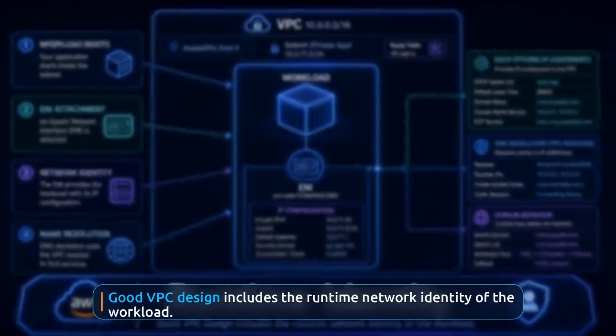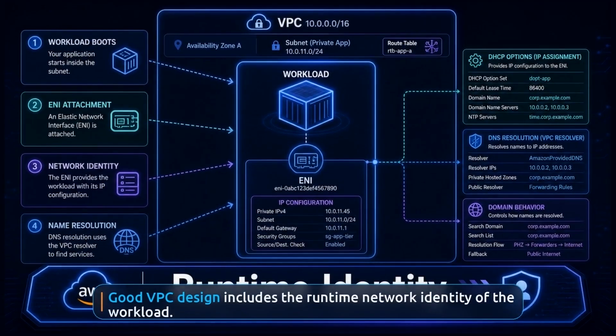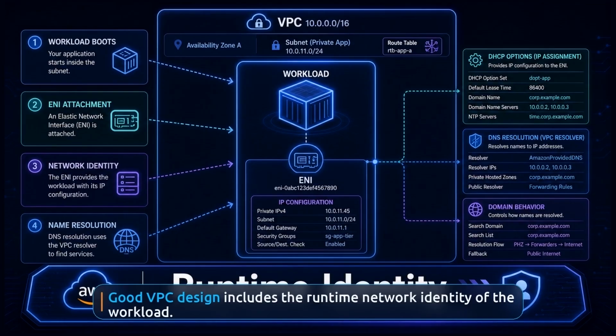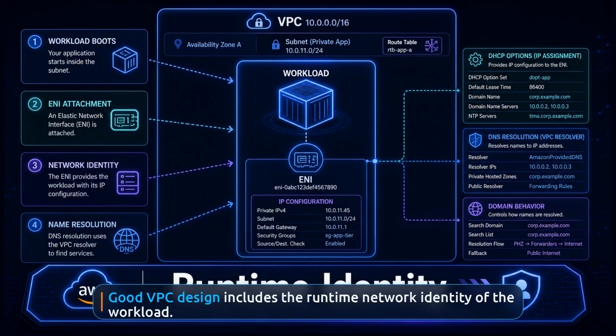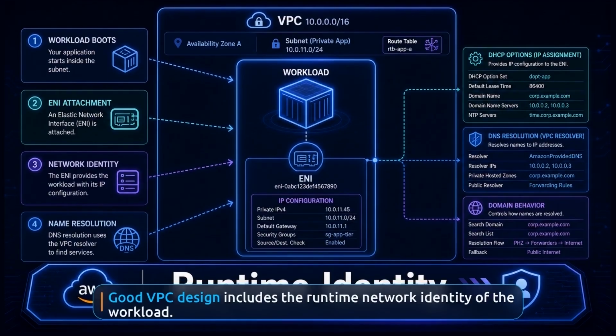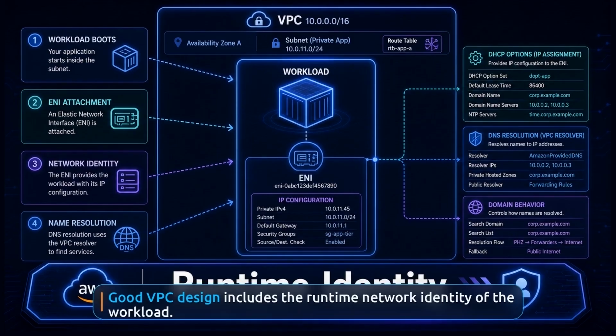Now let us talk about the supporting layer that people often skip because it looks less exciting. DHCP options and runtime identity behavior. A VPC is not only a static diagram. Workloads boot, ask for network settings, resolve names, and behave according to the environment they were given. DHCP options help define things like domain name behavior and DNS resolution defaults inside the VPC.